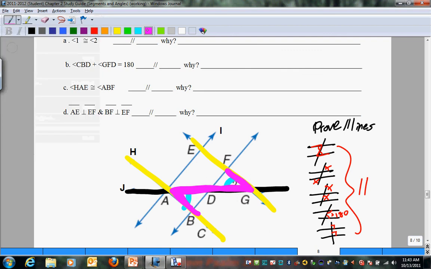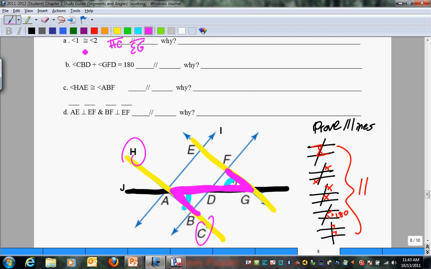Okay, if you draw the armpits of the Z, watch. Trace with me. Go like that. Go like that. My colors will help. Armpits of the Z. So we know that H to C has to be parallel to what? H to C, E to G. E to G.